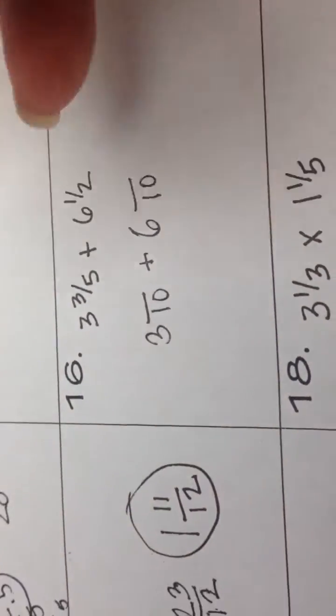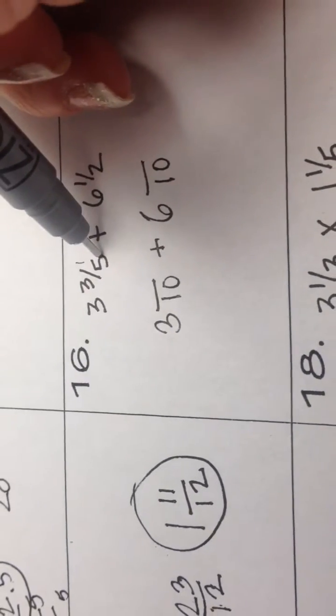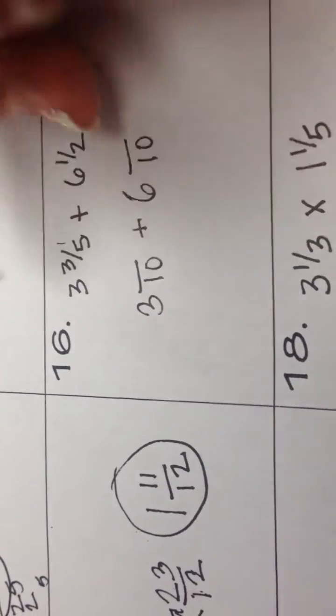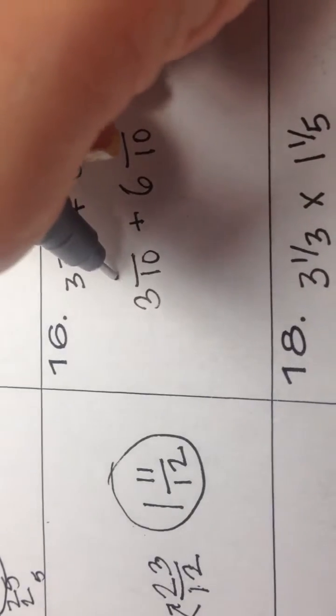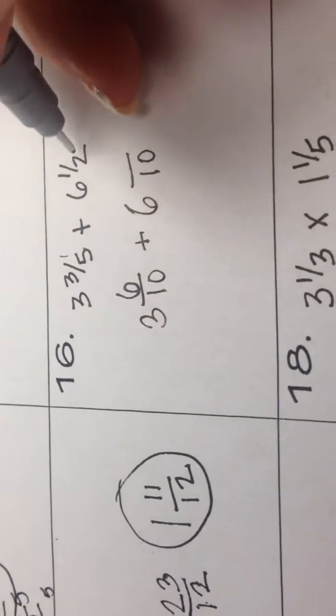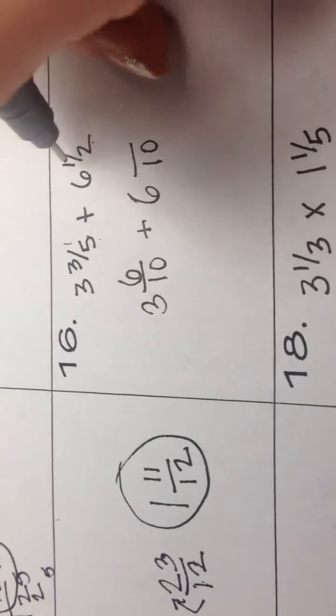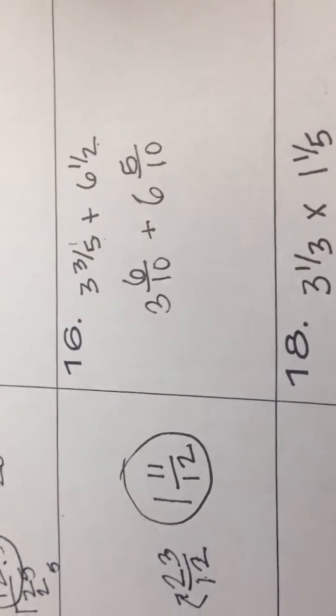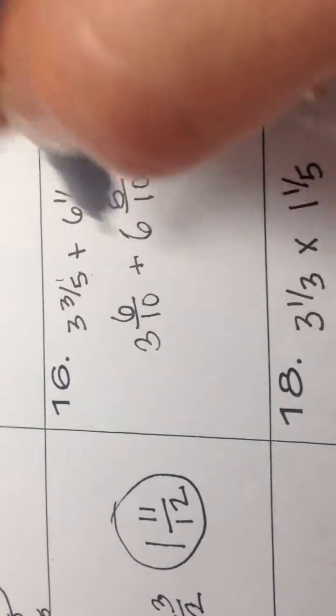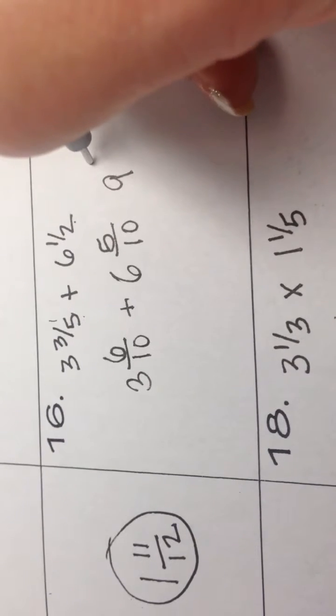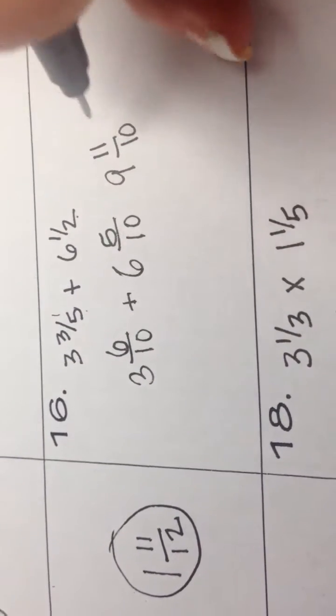All right, I'm going to figure out what I did. Well, what did I multiply 5 by to get 10? 2. That's right. So 2 times 3 is 6. What did I multiply 2 by? 5. That is right. So 5 times 1 is 5. Add that together. I have 9 and 11 tenths.